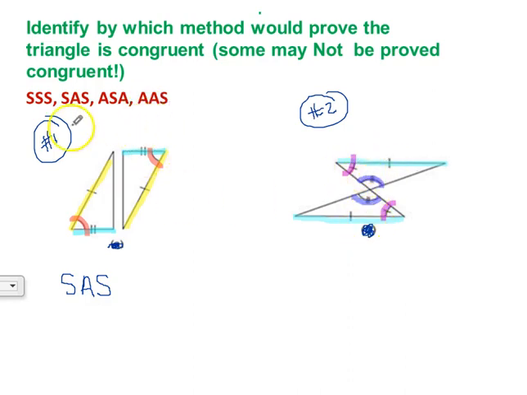Is that one of our postulates? It sure is. We've got the angle, angle, side postulate, and because we can use that, we can prove that these two triangles are in fact congruent by using the angle, angle, side theorem. I'm going to go on to the next slide.